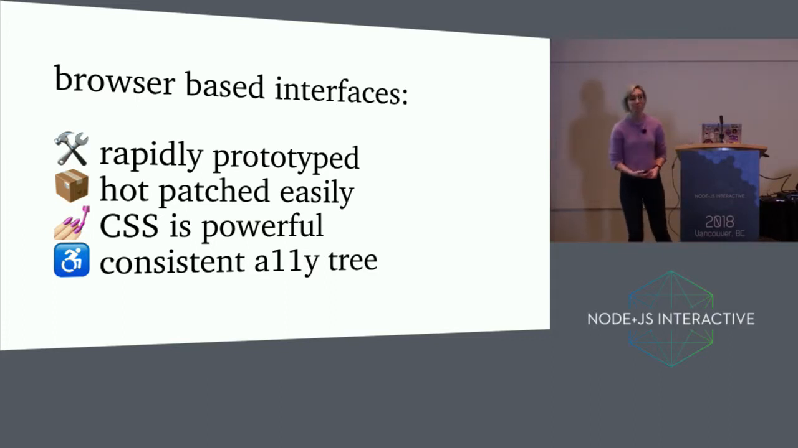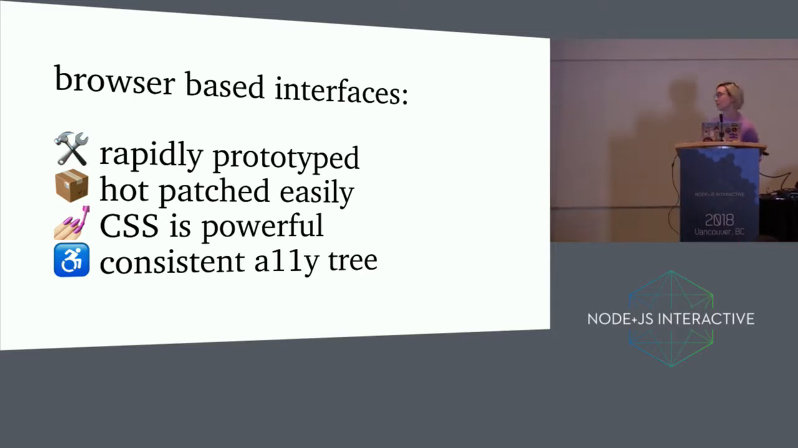You can hot patch them super easily. You can deploy an update to the cloud in like 2 seconds these days. CSS is super powerful for styling. And with the GPU hardware acceleration we have these days, you can create really performant interfaces that might not be like native, but they're a very good experience for the user. And we have a consistent accessibility tree to reason about, which is really, really nice.